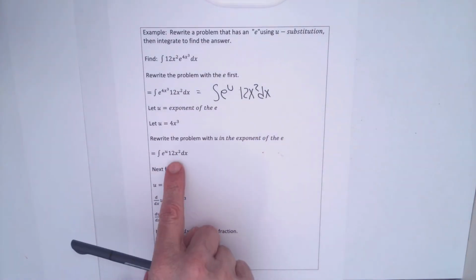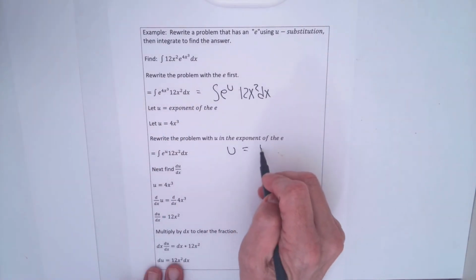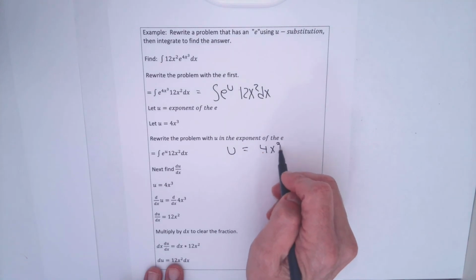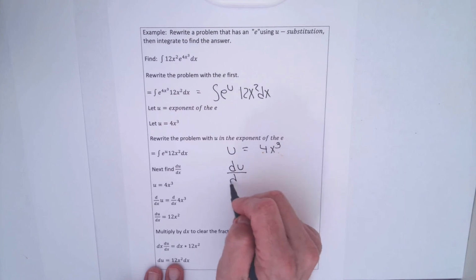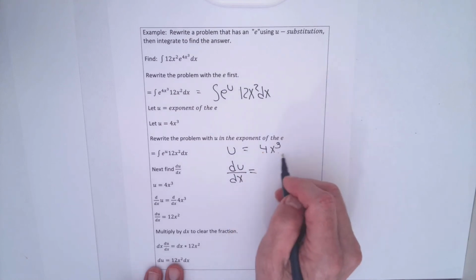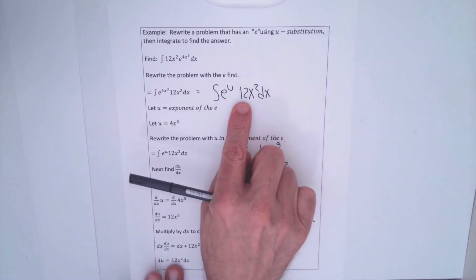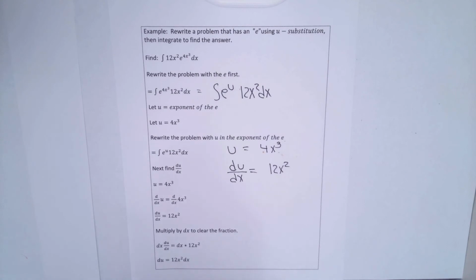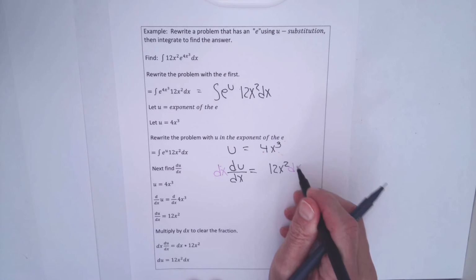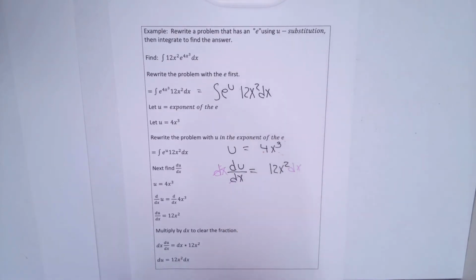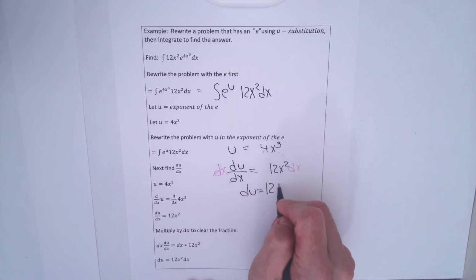So I've rewritten the problem. Now I'm going to find the derivative of this u. And when I find the derivative, I need to write it as du/dx 100% of the time. So I'm going to say du/dx on the left-hand side. Right-hand side, the derivative: 3 times 4 is 12. Lose 1 from the exponent and get 12x squared. There's my 12x squared. I just need to get the dx involved. How do I get the dx involved? Multiply both sides by dx. Cancel, cancel, and I get du equals 12x squared dx.